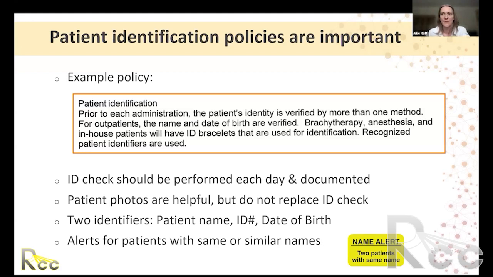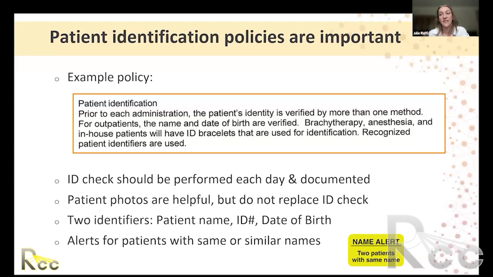So that's one example of what types of information are checked and how to put that into a policy. But this ID check should be performed each day and should be documented. So somewhere somebody should be signing off that indeed they did check the patient's identity that day. And while patient photos are helpful, they do not replace an ID check.